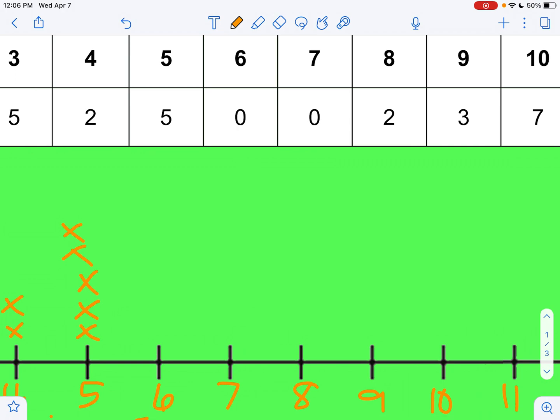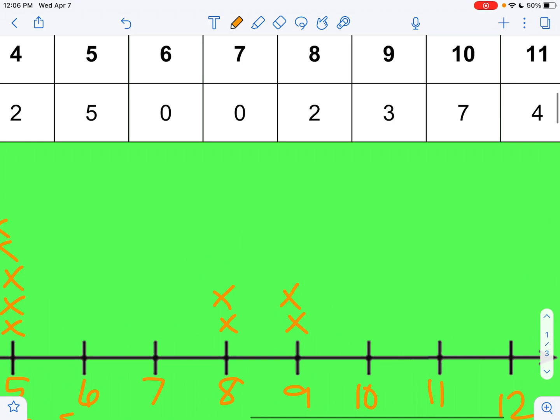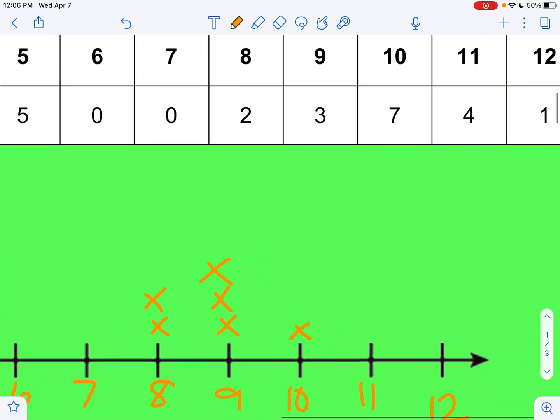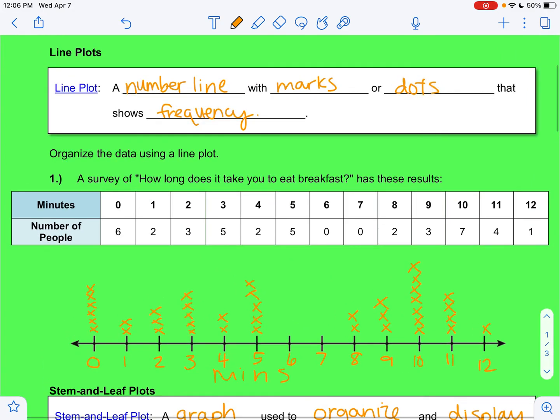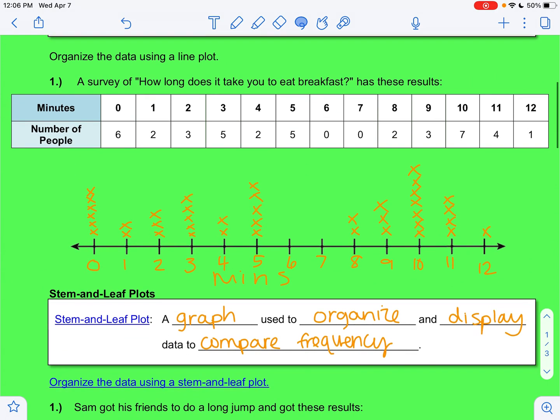6, there were 0. 7, there were 0, so we don't write anything. For 8, there were 2. For 9, there were 3. 10, there were 7. 11, there were 4, and 12 was 1. So we just completed our first line plot. So that is how you make a line plot. It's actually pretty easy. You just draw X's. I'm going to move these two because I didn't put them exactly straight. Perfect, so that's a line plot. Please let me know if you have questions about a line plot.